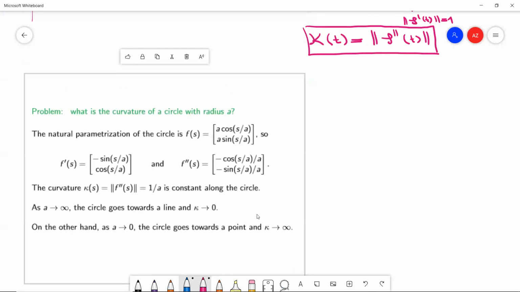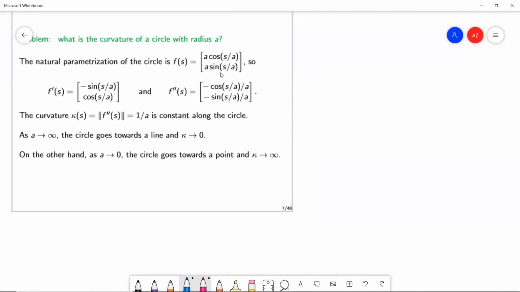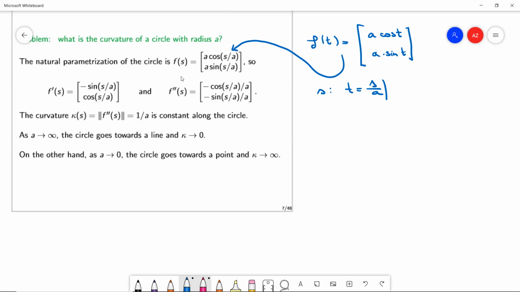So recall from the last hour, we had this circle parameterized as f. So f of t was a times cosine of t, a times sine of t. This was the first parameterization of the circle we would make. And then we derived the natural parameterization. It's here. The natural parameter was s, and the connection between the natural parameter and our initial parameter is t equals s over a. So this is the natural parameterization of the circle of radius a.